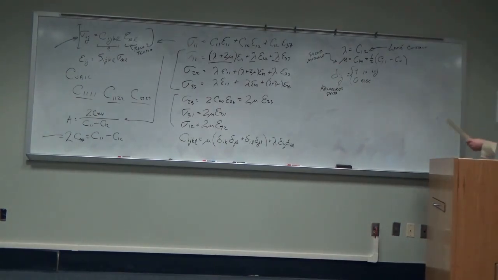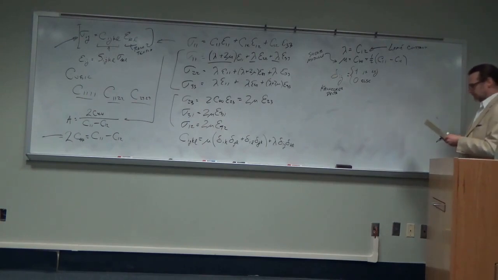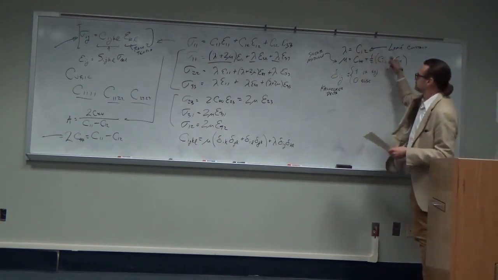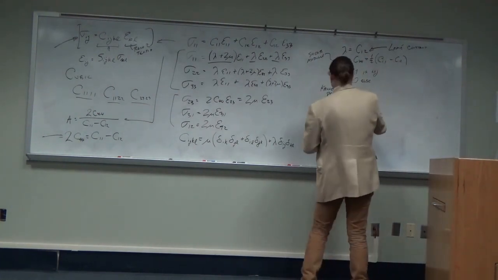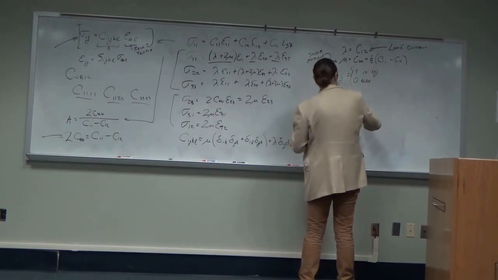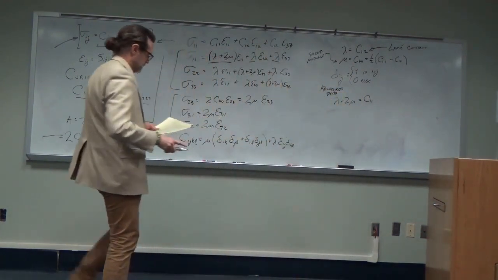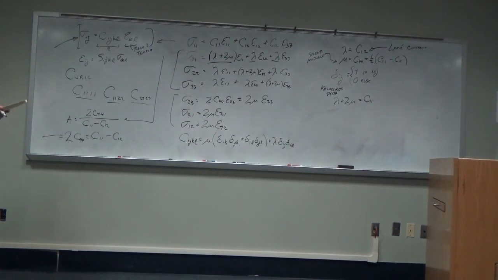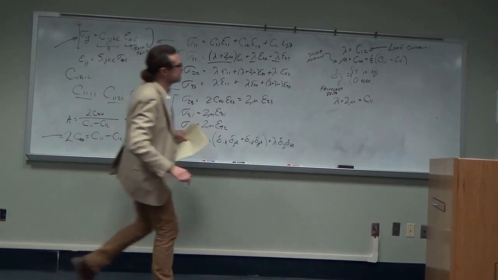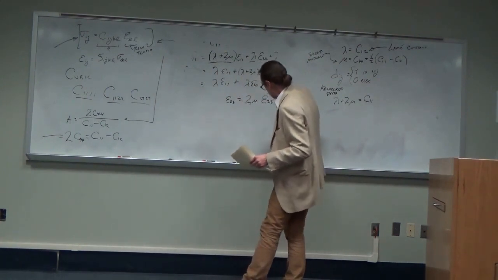So then we can move these around some. So we've got these two expressions, and we also have lambda plus 2 mu equals C 1 1. I'm going to do it that way. Okay. We got that. We can then rewrite the elastic work in terms of these new constants.